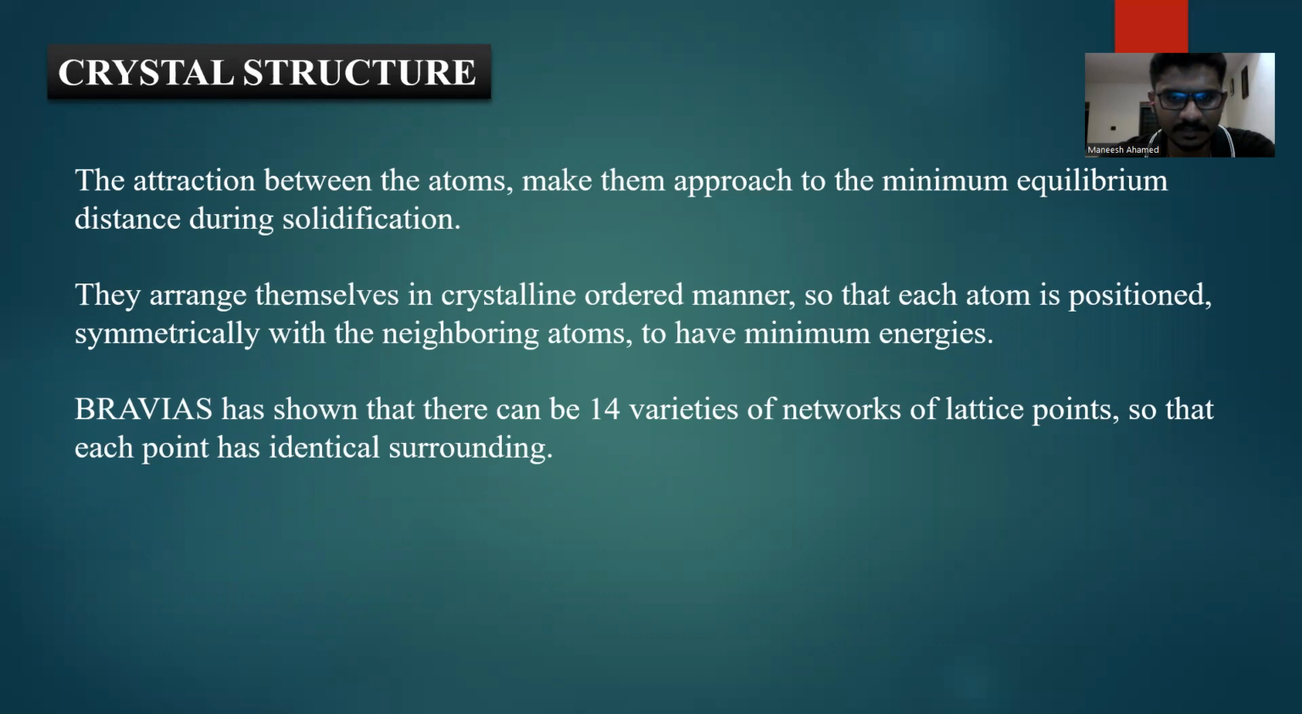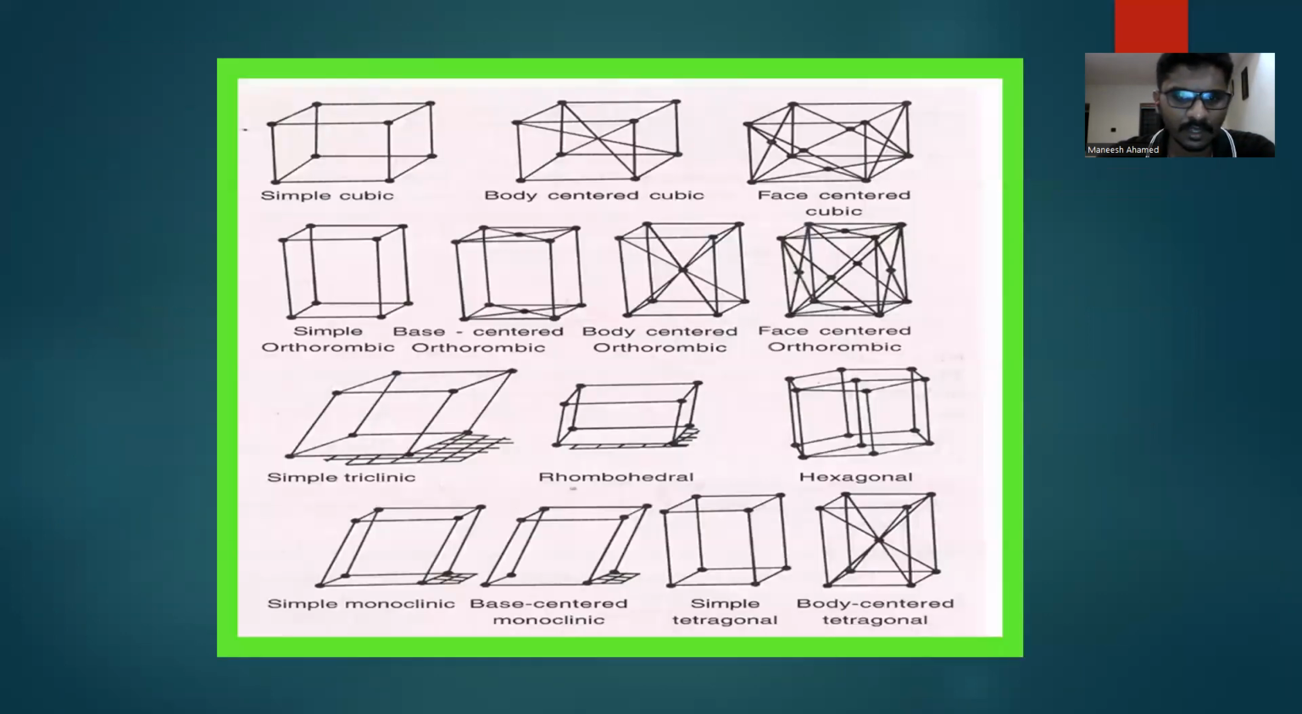Crystal structure. The attraction between atoms makes them approach the minimum equilibrium distance during solidification. They arrange themselves in a crystalline ordered manner so that each atom is positioned symmetrically with neighboring atoms to have minimum energies. Bravais has shown that there can be 14 varieties of networks of lattice points so that each point has identical surroundings. So these are the 14 possible lattice forms: simple cubic, body-centered cubic, face-centered cubic, simple orthorhombic, base-centered orthorhombic, body-centered orthorhombic, face-centered orthorhombic, simple triclinic, rhombohedral, hexagonal, simple monoclinic, base-centered monoclinic, simple tetragonal, and body-centered tetragonal.